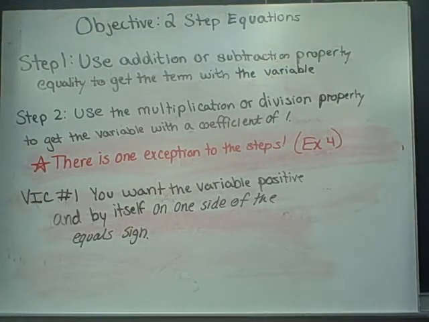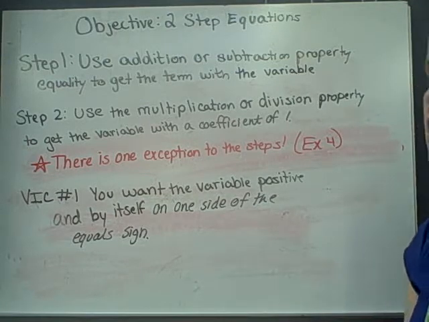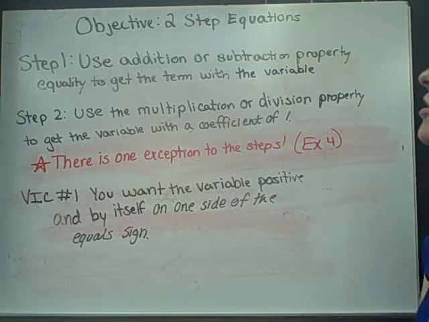Today's objective is two-step equations. Basically, two-step equations have two steps. The first thing you are going to do is use the addition or subtraction property of equality to get the term with the variable alone. Okay?